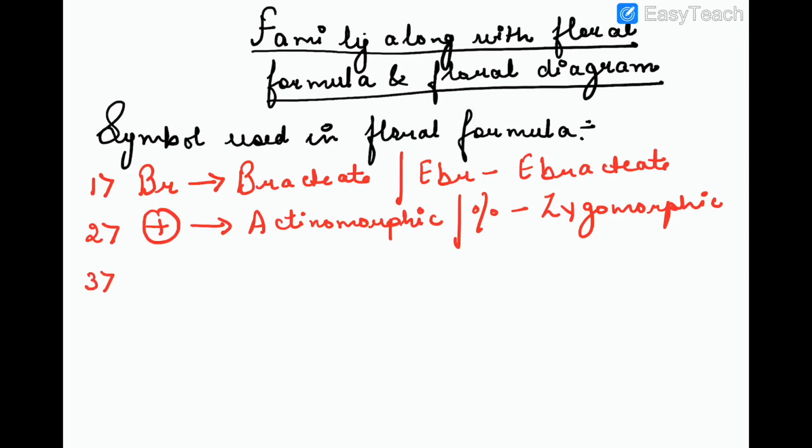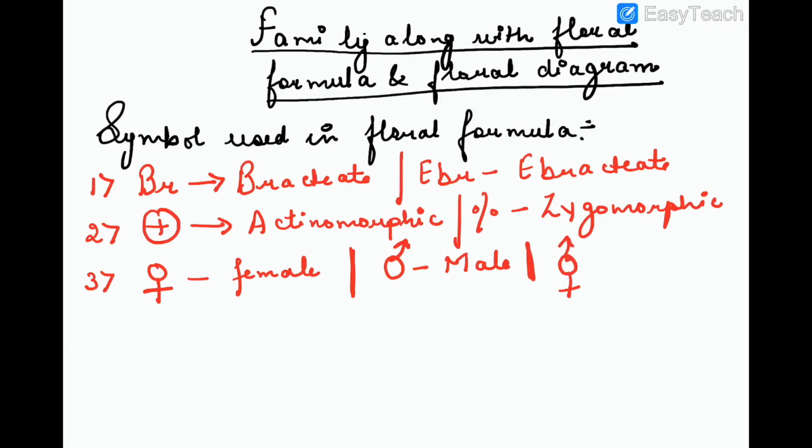If the flower has only a carpel, meaning it is a female flower, then it is written in this symbol. And if it has only stamens, meaning it is a male flower, it is written like this. While if it is bisexual, meaning it has both carpel as well as stamen, then it is written like this. So this is the symbol of bisexual. You can also call it hermaphrodite. Hermaphrodite is the word used for bisexuality in animals, but you can call it hermaphrodite here also.